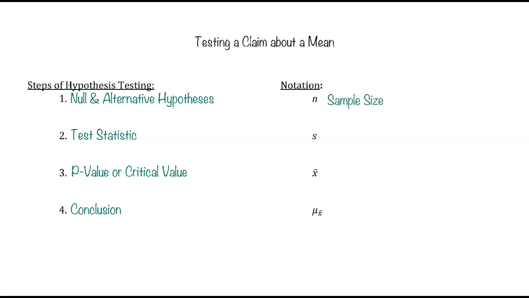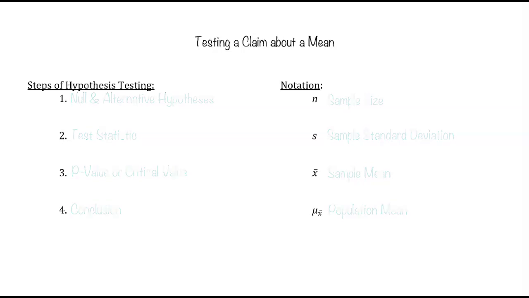Lowercase n is our sample size, lowercase s is the sample standard deviation, x bar is the sample mean, and mu sub x bar is the population mean that we'll take from the claim and use in the null hypothesis.